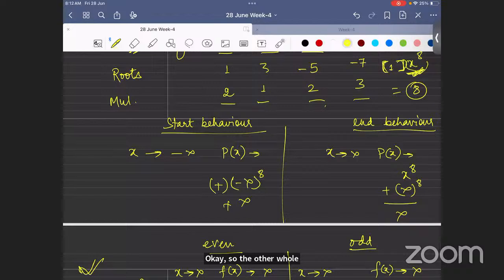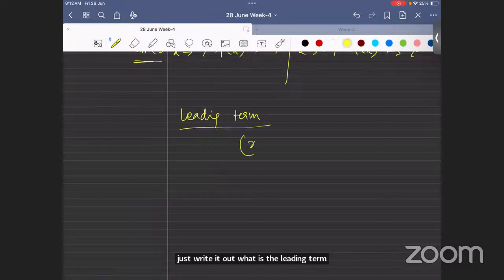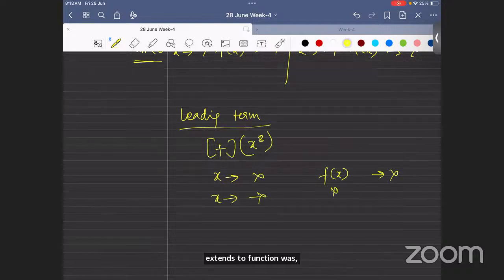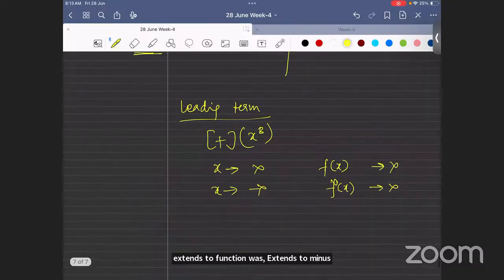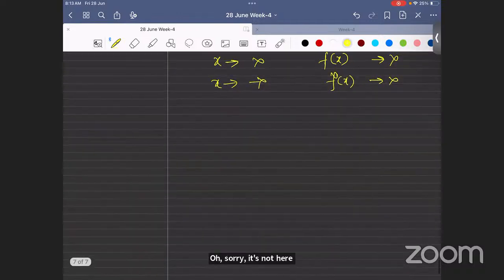So for our case, the degree is what? 8, right? So you can see that the best thing is you can just write what the leading term is. For our case, the leading term was something x to the power 8, and the coefficient was positive. So for us, as x tends to infinite, the function was tending to infinite. As x tends to minus infinite, the function was tending to plus infinite, right? Oh, sorry. Okay. Now let's plot this.